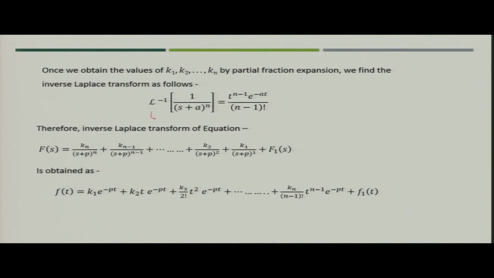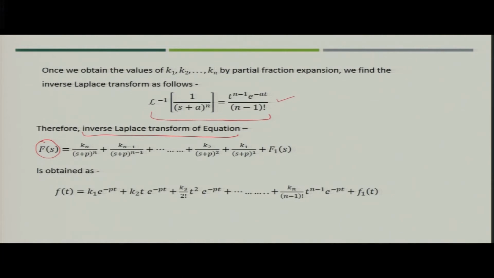Now, if you remember, the inverse Laplace transform of 1 upon (s plus a) to the power n is t to the power n minus 1 e to the power minus a t upon n minus 1 factorial. That is nothing but, with the help of the frequency differentiation property, how you find the inverse Laplace transform of 1 upon (s plus a) to the power n. Now, using this you can find the inverse Laplace transform of the transfer function given as F(s).